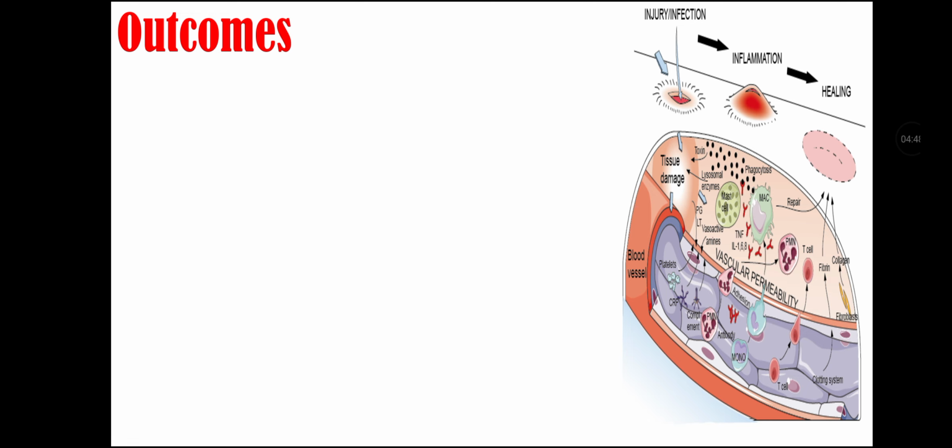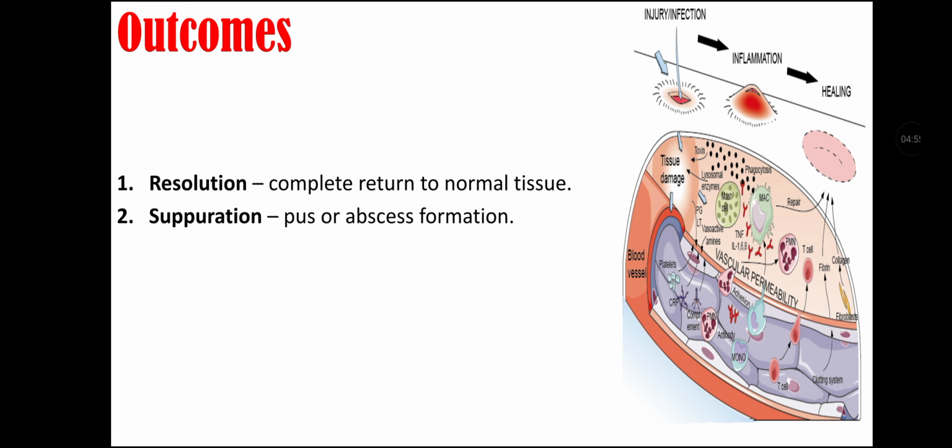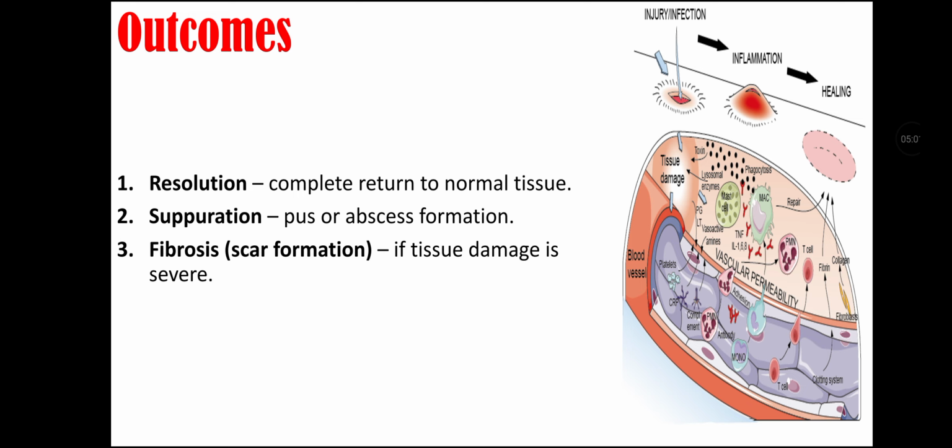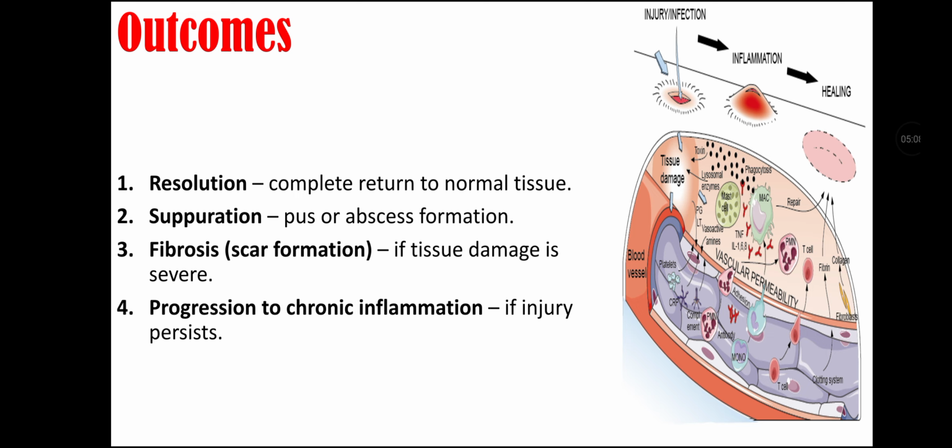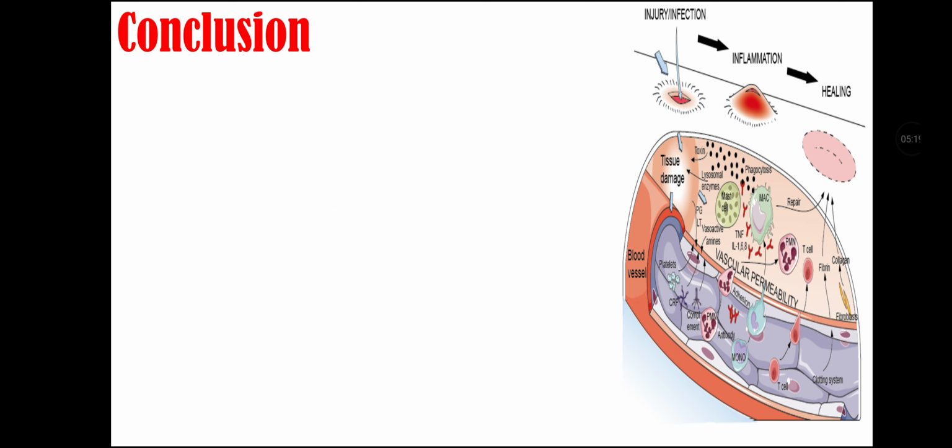to tissue necrosis. Outcomes of acute inflammation may be resolution, that is complete return to normal tissue. It may be suppuration, that is pus or abscess formation after acute inflammation. Third outcome of acute inflammation may be fibrosis or scar formation. It occurs when tissue damage is severe. Fourth outcome of acute inflammation may be progression to chronic inflammation. If injury persists after acute inflammation, then it progresses to chronic inflammation.